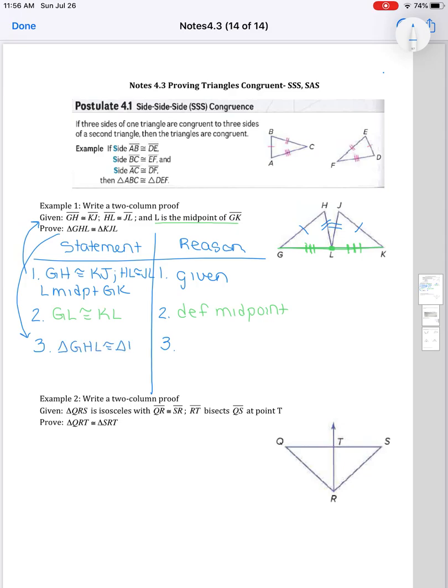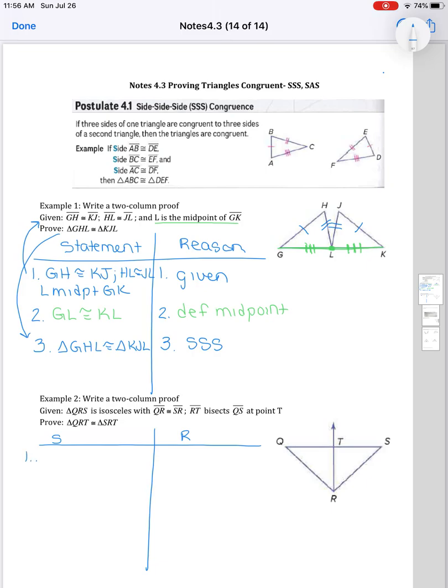So what I'm going to do is use that piece of information from the given, and I'm going to use my definition of midpoint to say what that means. So if we said that L is in the middle, that means that GL is congruent to KL, which now has gotten me that third side of that triangle. So you know your proof statement is always the last one. It only takes three sides being congruent to prove the triangles are congruent.